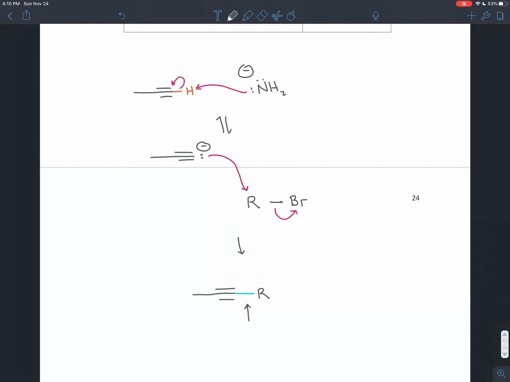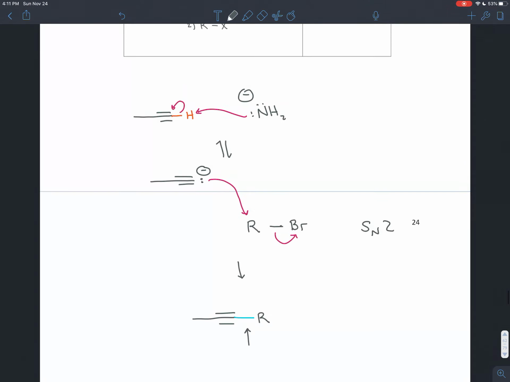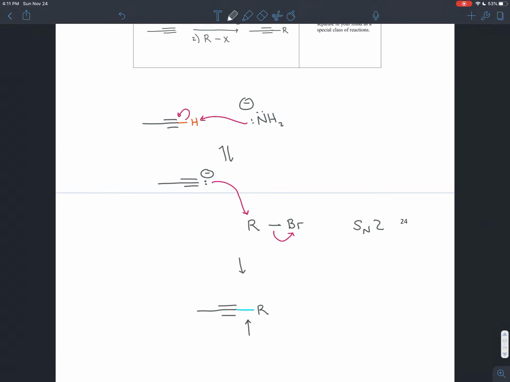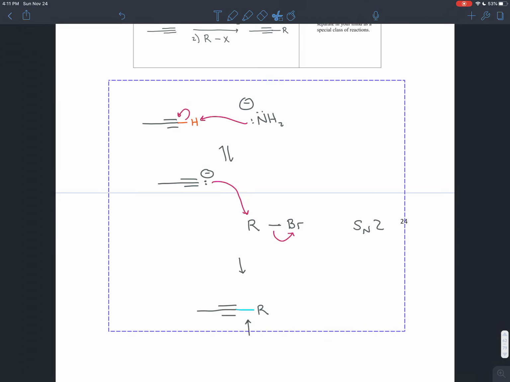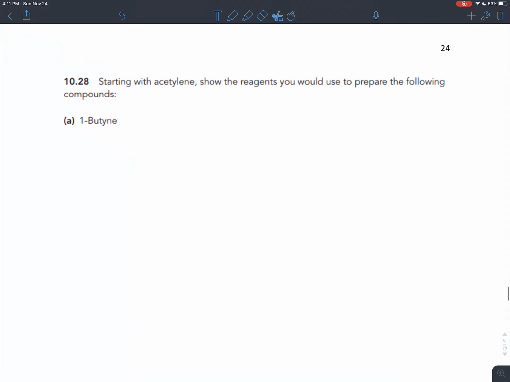Now, I did say that this could be any carbon chain, but watch out, this is an SN2 reaction, which means that this will work best if that's primary, and it'll still work if it's secondary, but it won't work if it's tertiary. So just make a note of that. Okay, so we're going to be using this reaction. We walked through the mechanism here. We're going to be using this reaction over and over and over again in these next exercises in 1028.